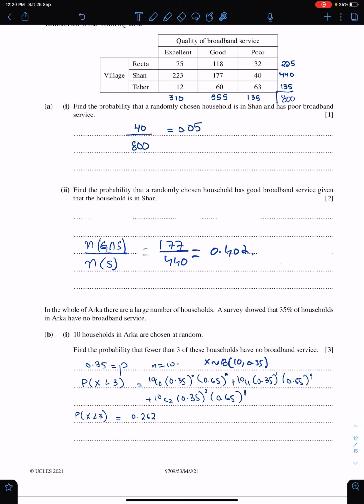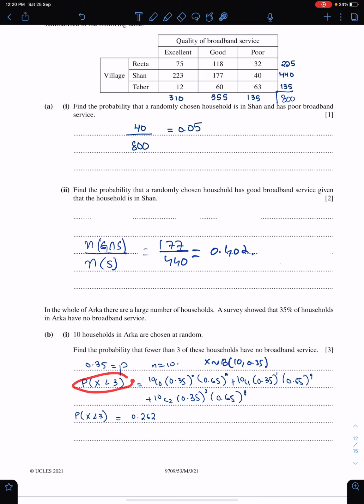In the whole of Arka, there are a large number of households. A survey showed that 35% of households in Arka have no broadband service. So this probability is fixed because of the large number of households. 10 households are chosen. This question is of binomial distribution now because n is fixed. Find the probability that fewer than 3 of these households have no broadband service. So this is binomial with n 10 and p 0.35.